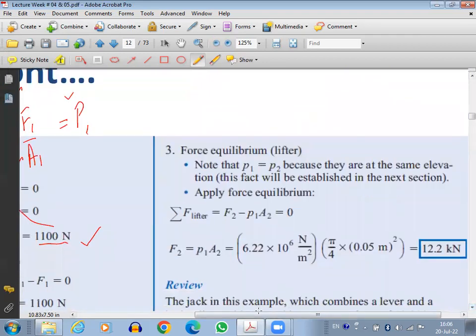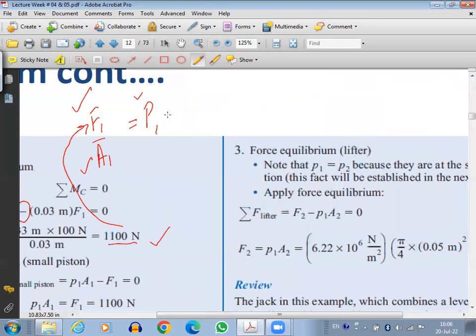Come back here. I know P1, so that means I know P2. And this P2 should be equal to F2 divided by A2. I wanted to know what F2 is: how much load the lifter can lift. Now I know P2, and if I know A2, I can find F2. Now what is A2? Again, because it is a circular body, pi r square or pi by 4 d square. And we know the diameter of the other piston as well. So I can find A2, and I will find F2.